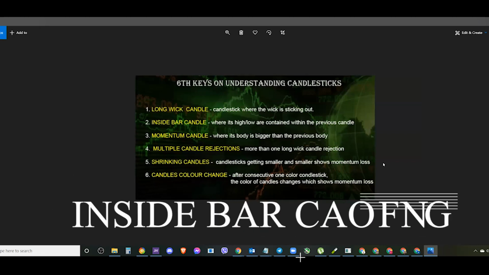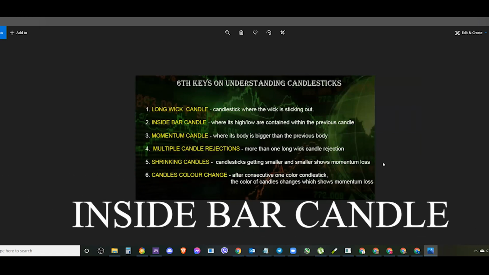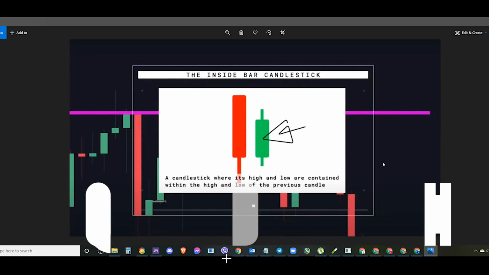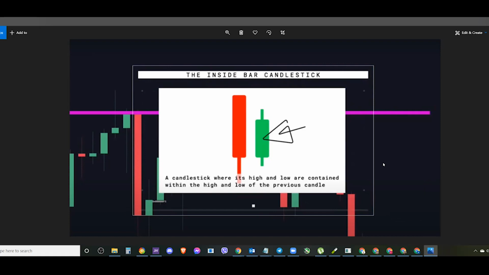Then next is the inside bar candle, where its high and low are contained within the previous candle. So meaning mas maliit yung sumunod na candles. So there is a possible na kailangan makita mo to. There is a good sign sa ating technical analysis. So, isa yan yung inside bar. But it doesn't mean na magkakaroon ka agad ng reversal. But it's a good sign that there will be something happening in the trend.